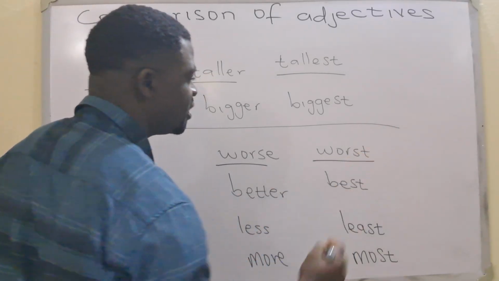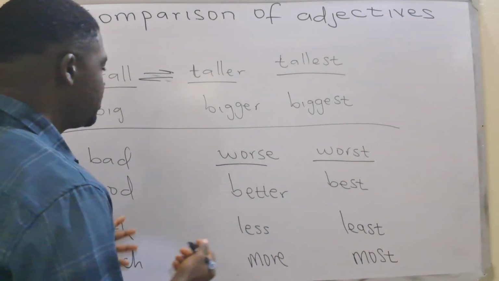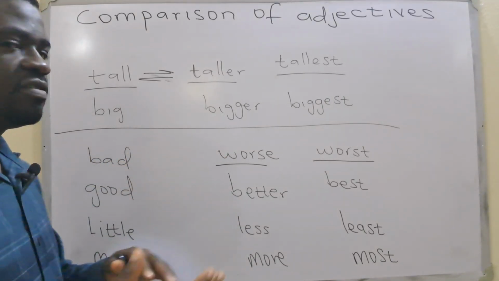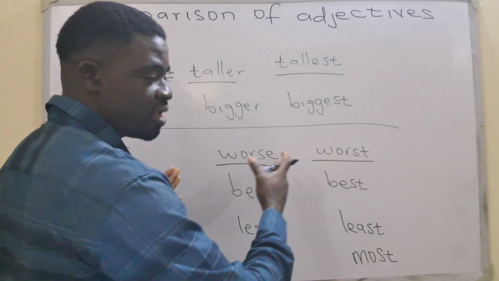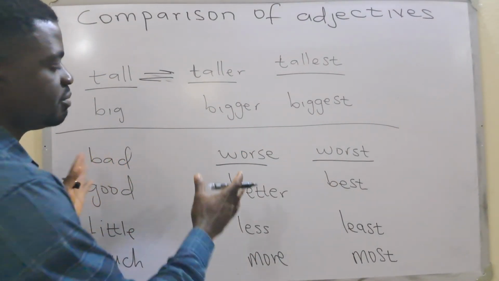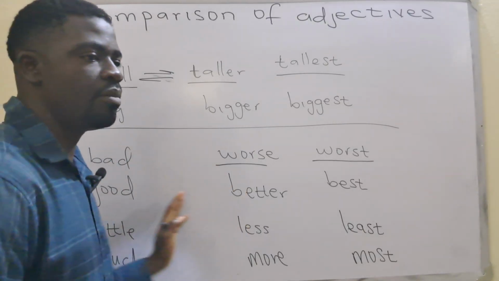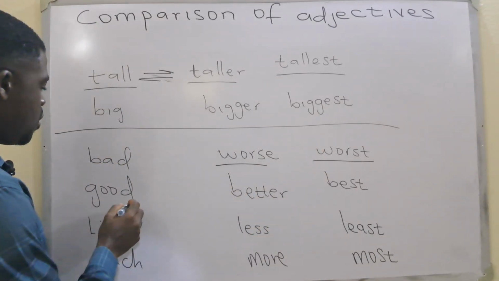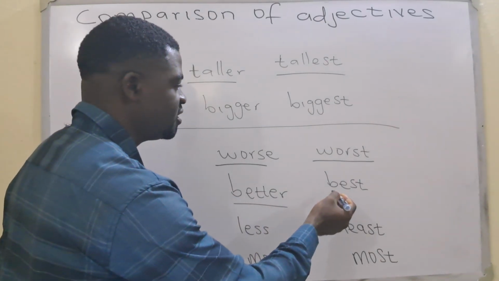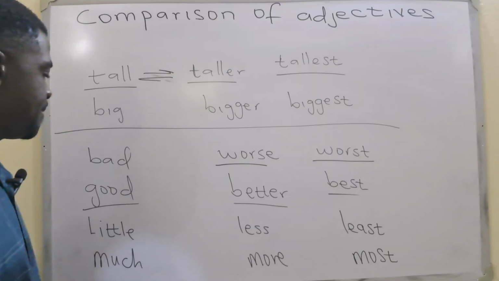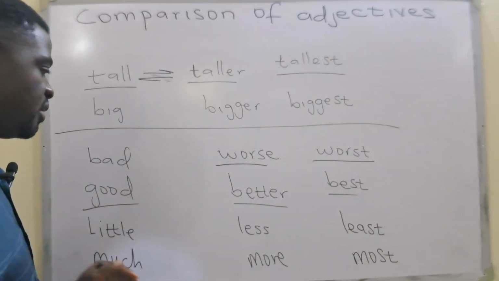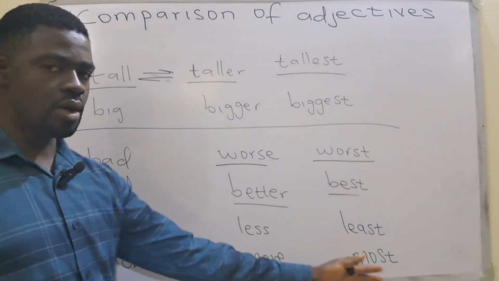This becomes the superlative. Don't forget, the comparative is simply comparing between two adjectives. The superlative means comparing among three. It's now among three adjectives. But if it is comparative, it is between two. Superlative, among three. This one, good, becomes better, and the superlative will be best. Little, less, then least. Much, more, then most.